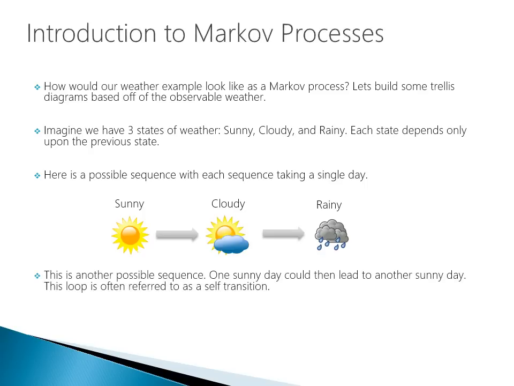Now, there is another possible sequence. One sunny day could then lead to another sunny day. And when this happens, this loop is often referred to as a self-transition. So I can have a sunny day today, and tomorrow might also be sunny. These are all different possibilities that we have when looking at our Markov process.